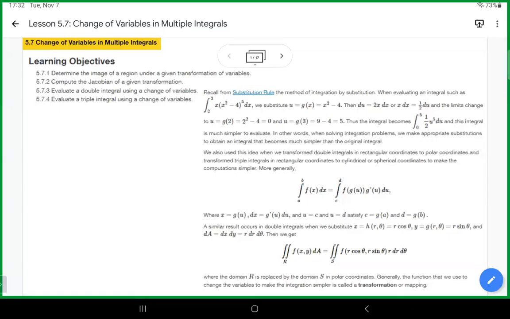So, all right. This is 5.7, change of variables in multiple integrals. We have a couple of slides of notes first. If you are one of my note takers, you can see the learning objectives are on here.